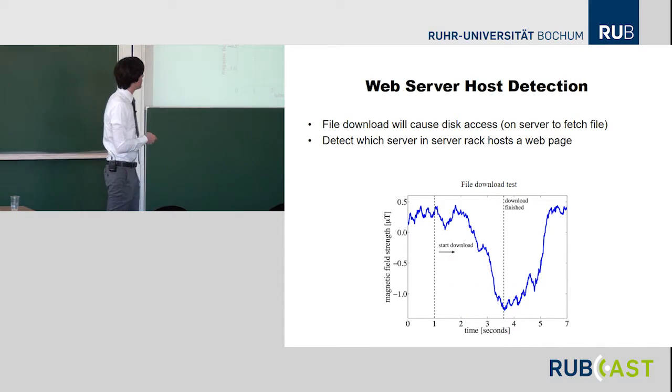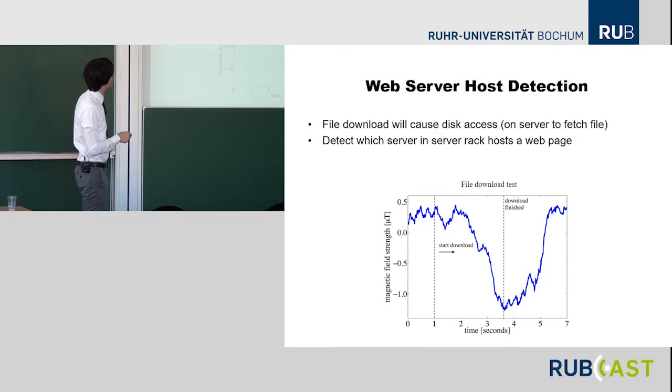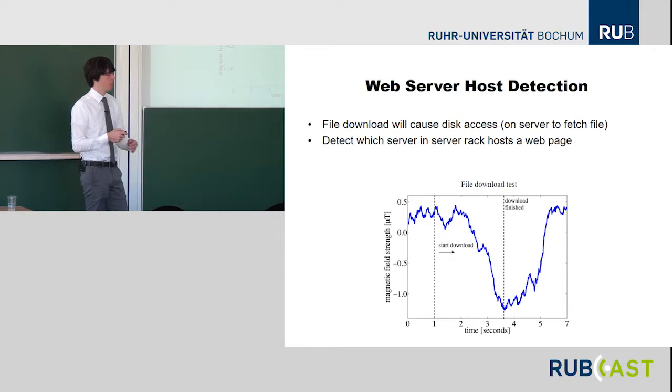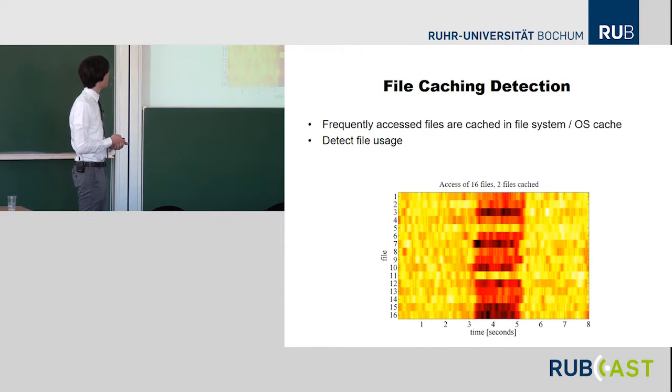And again, we should have put absolute values here, but you can also detect if a file is being downloaded. When you try to download a file, obviously the VM will go to the disk, and suddenly you have a peak or a trough in the measurement. So the value of the measurements really depends on the relative location of the phone to the source of the signal.